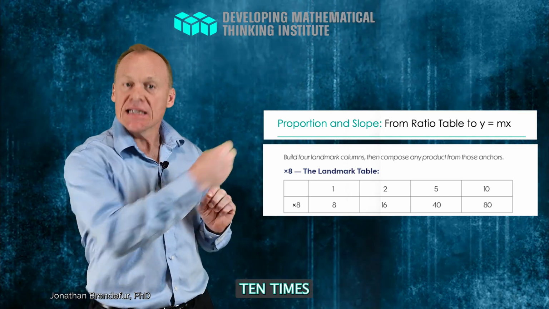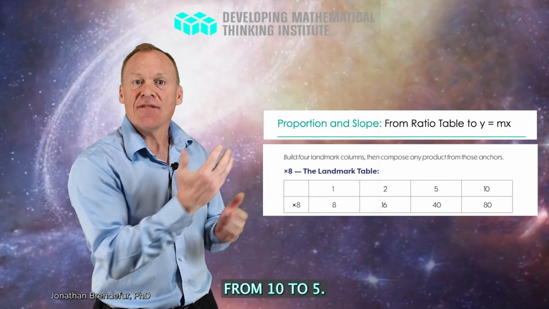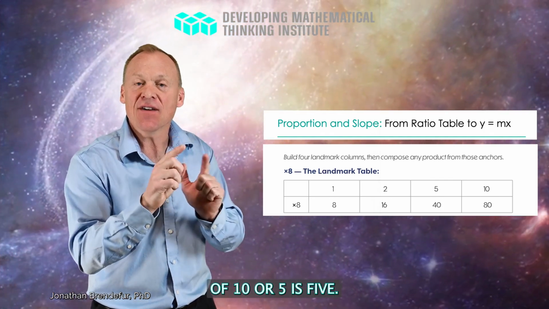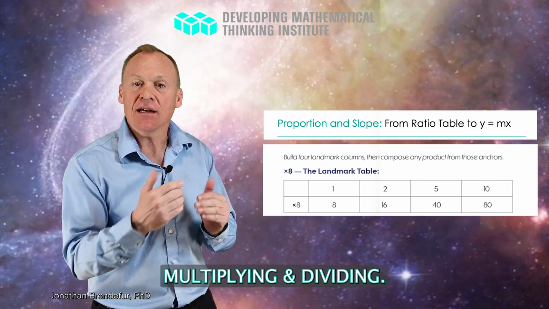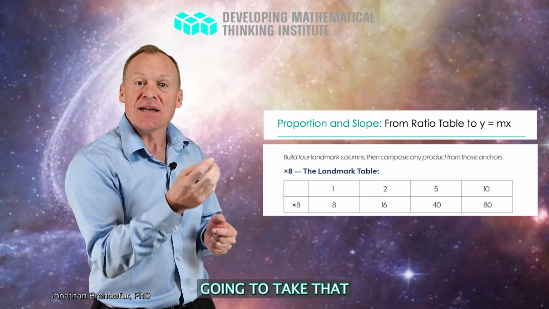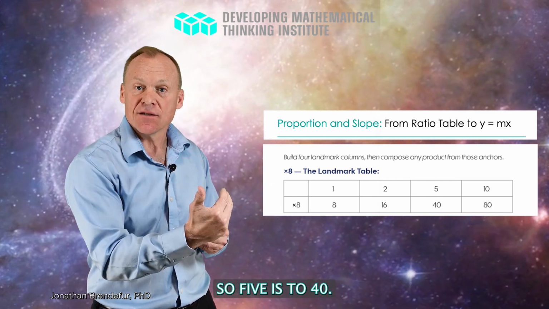So now that we have 10 times 8, what I'm going to do to get the 5 is, from 10 to 5, we're not thinking additive. We don't want to add these, so the difference of 10 to 5 is 5. We want to think about multiplying, dividing. So to get from 10 to 5, I'm going to divide by 2. And so now I'm going to take that 80, divide 80 by 2, and that is 40. So 5 is to 40.